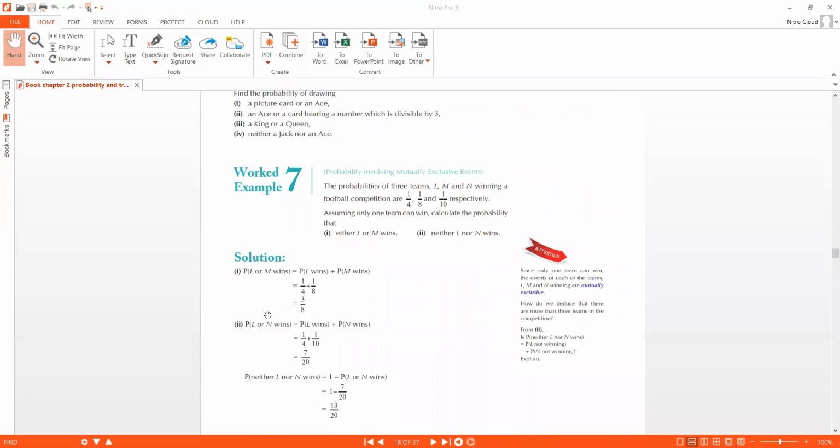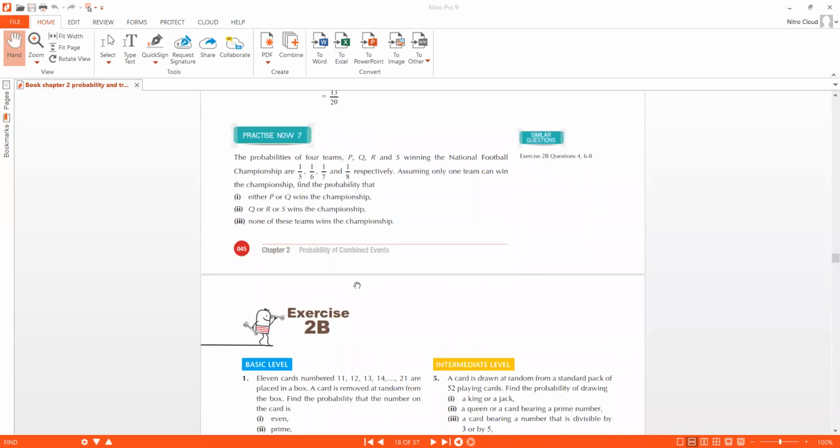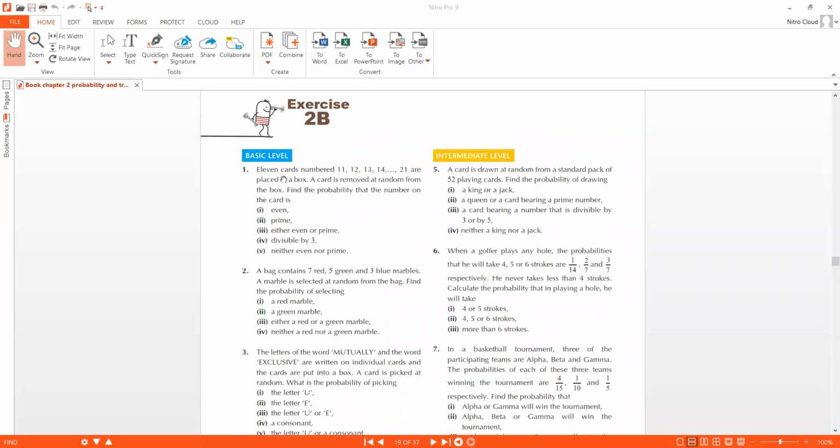Now we are moving on further to the exercise. 11 cards numbered 11, 12, 13, 14 up to 21 are placed in a box. A card is removed at random from the box. Find the probability that the number on the card is even, prime.